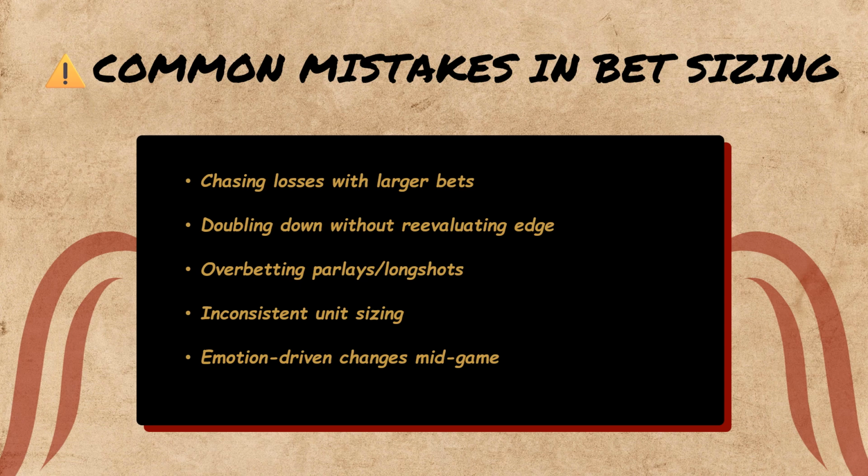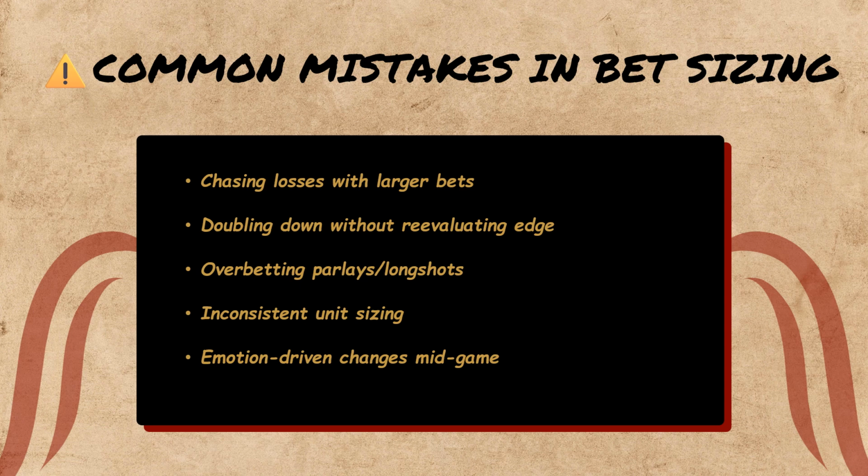Another one may be inconsistent unit sizes. So if two bets have the same value and edge, but one gets a full unit and the other gets half, ask yourself why. That kind of inconsistency makes it impossible to measure performance honestly or track what's really working. Also, adjusting bet size midday or mid-game could be detrimental to you as well. You lose a couple and suddenly you're firing off bets just to feel like you're doing something. That's emotion, not logic, and it's dangerous.